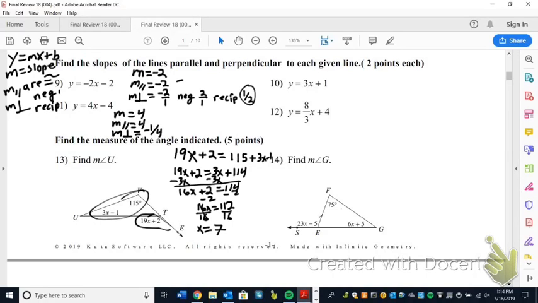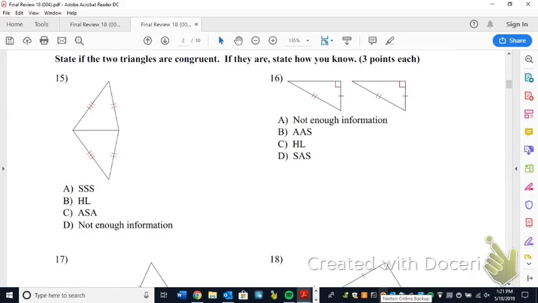Okay? And then we plug that in for 3x minus 1, because we're asked to find the measure of angle U. 3 times 7 is 21. 21 minus 1 is 20. So, same general idea. Oh, so it's just 13, 14.